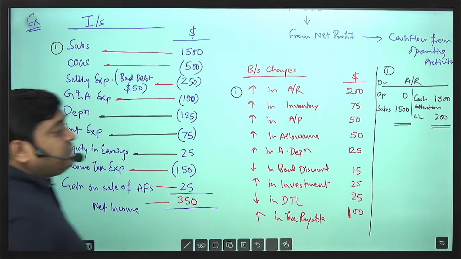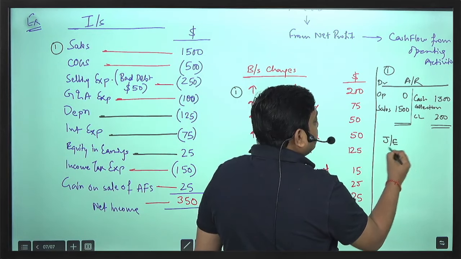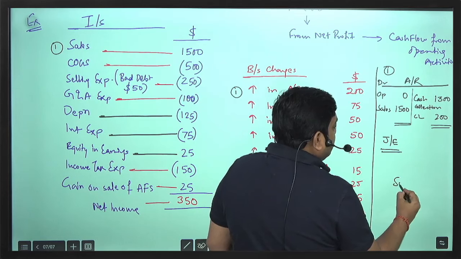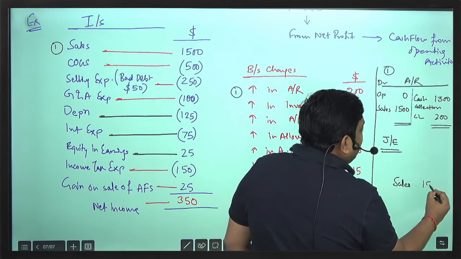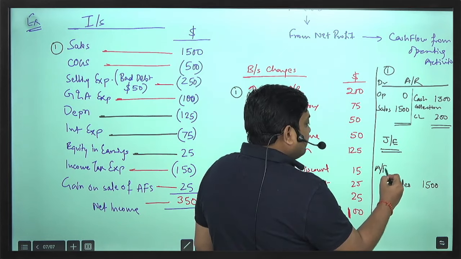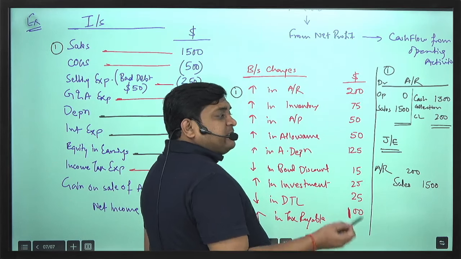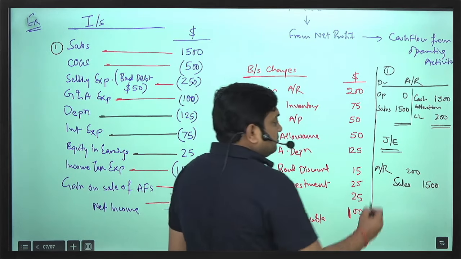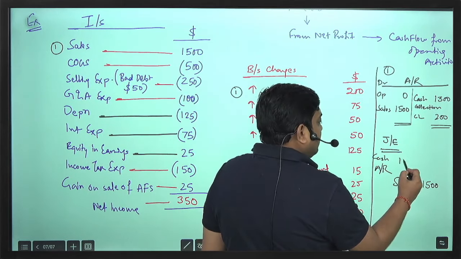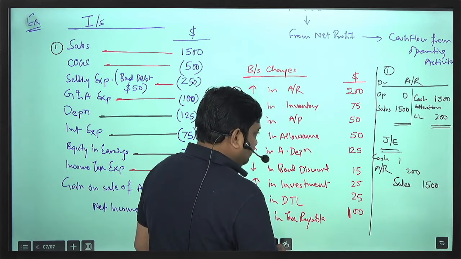I can do the journal entry for this. There was a sale of 1500 on credit. AR debit 200, because this is an increase, which means debit. So cash is how much? 1300.